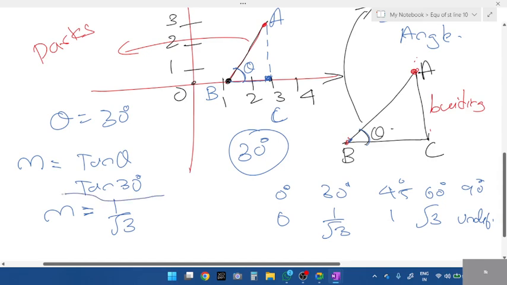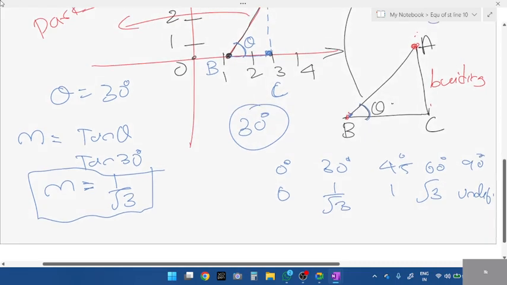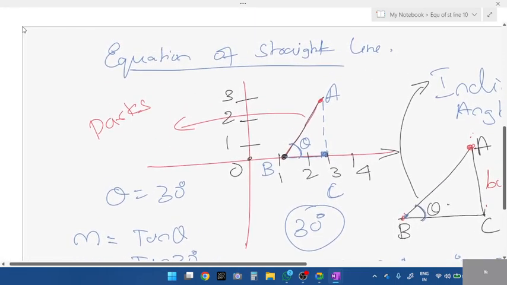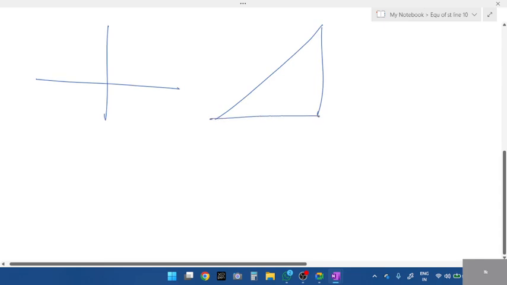How to find the m value, if theta is given? M is slope, students, slope. So if you're constructing a building, we obviously need an angle, and that angle is m, the slope. Next, let me take the same right angle triangle, with A, B given, and C. Now this is theta. Theta is given. If you want to find slope, m is equal to tan theta, students.